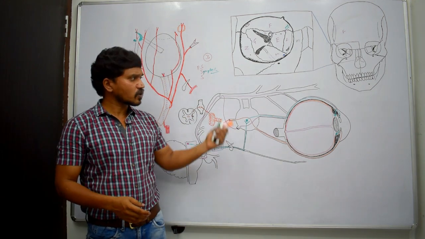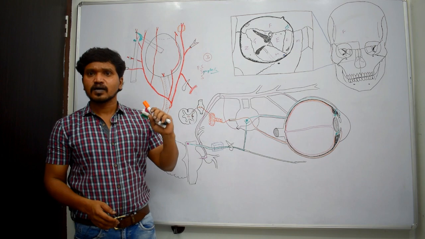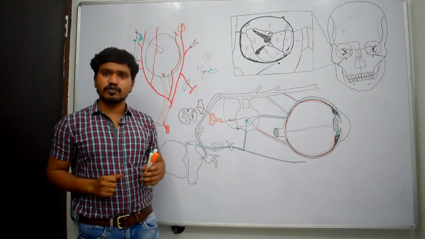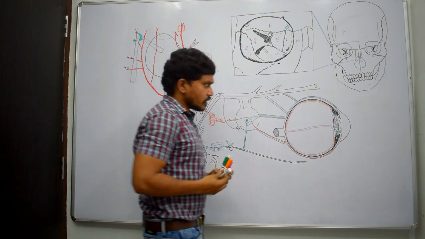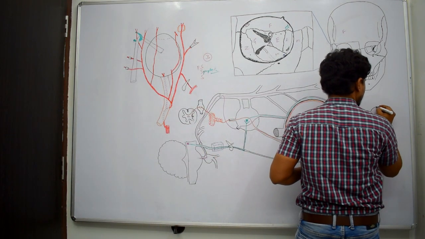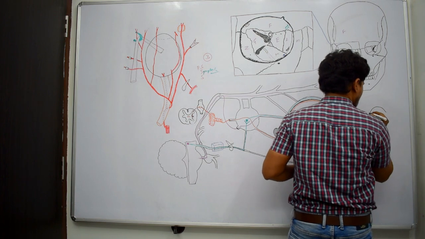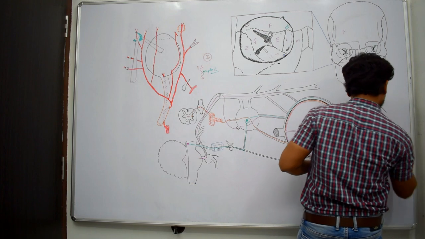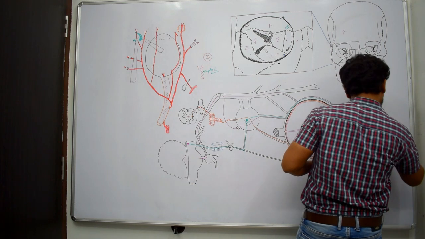Now we will discuss one more content in the orbit, that is the optic nerve. Only the optic nerve in the orbit, that part only we will discuss. Actually it is around 4 centimeters in length. It is the nerve of sight. The optic nerve is surrounded by dura mater, arachnoid mater, pia mater along with subarachnoid space.